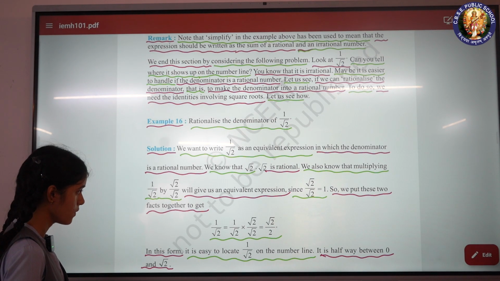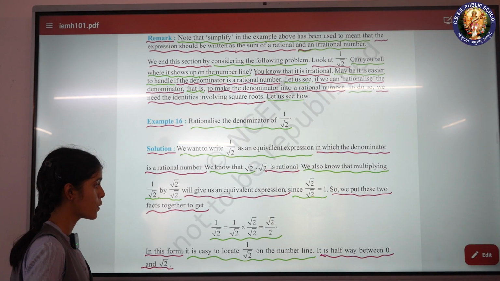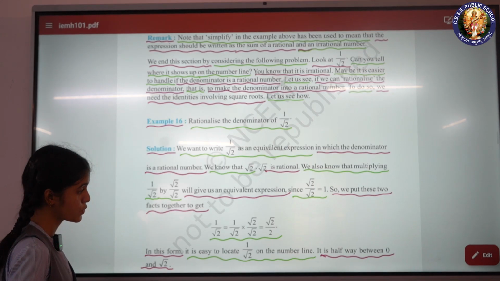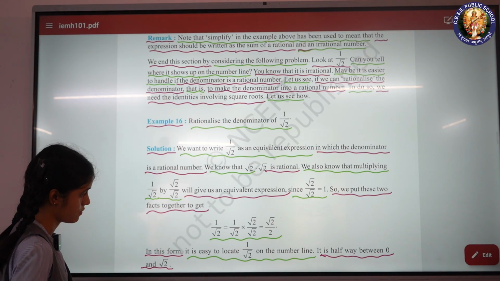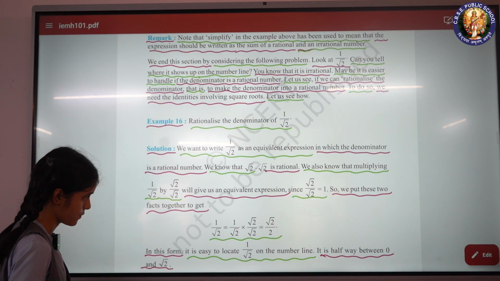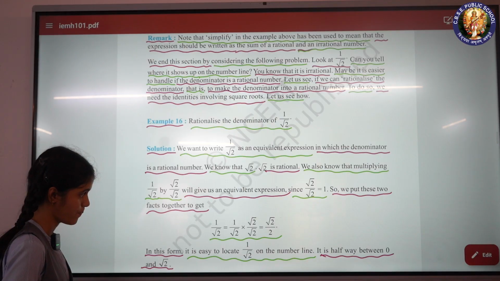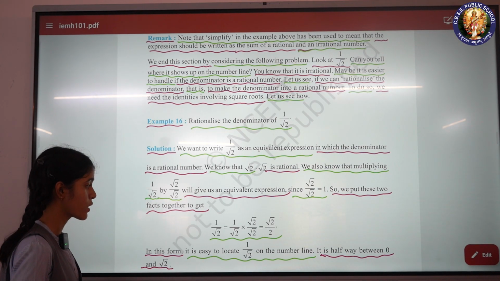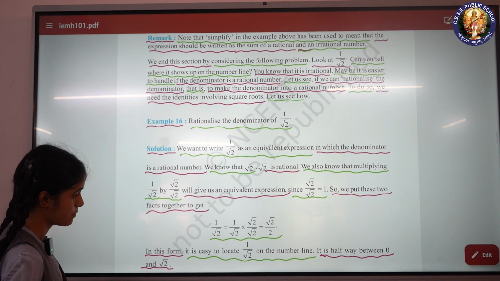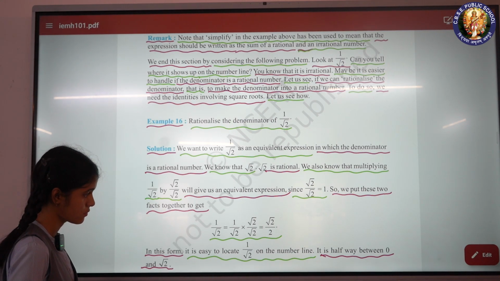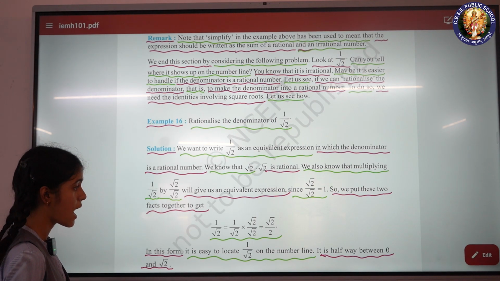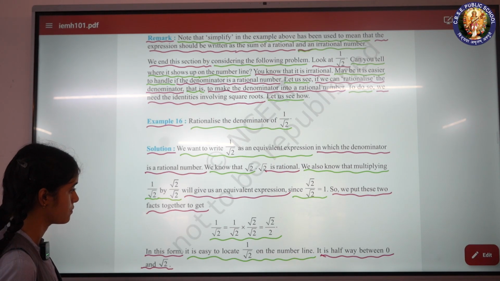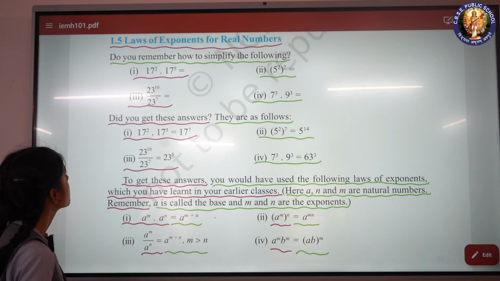1 by root 2 is equal to 1 by root 2 into root 2 by root 2, which is equal to root 2 by 2. In this form, it is easy to locate 1 by root 2 on the number line. It is halfway between 0 and root 2.